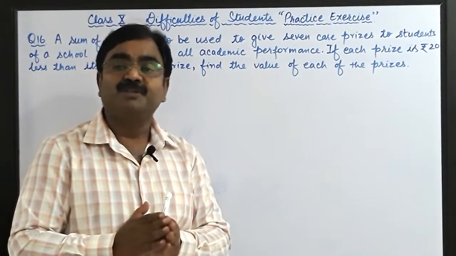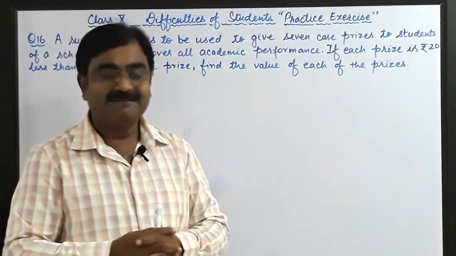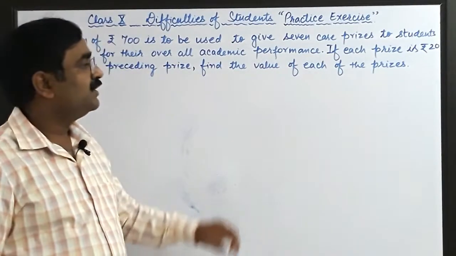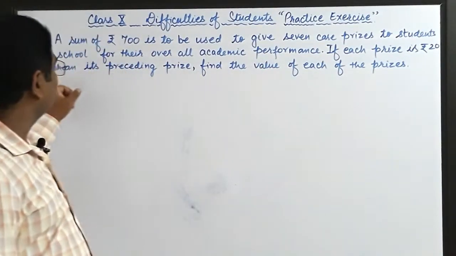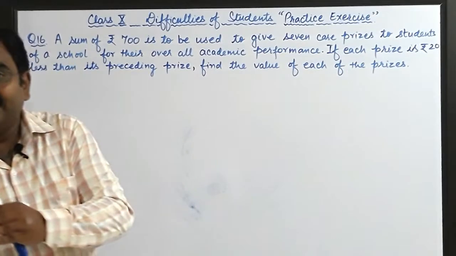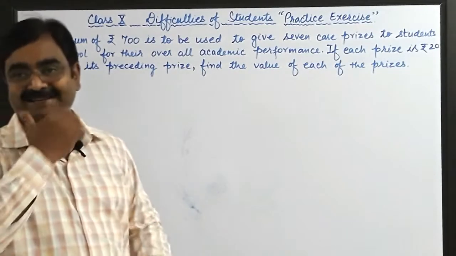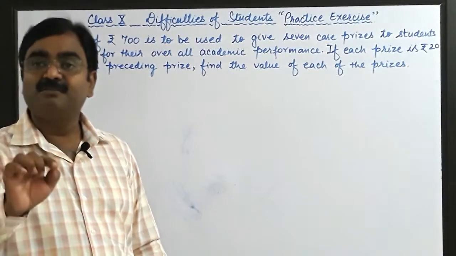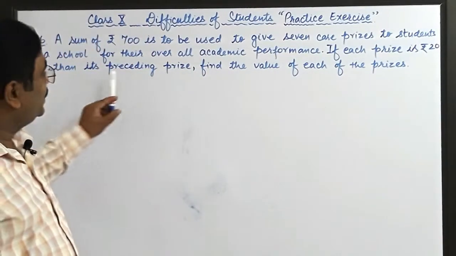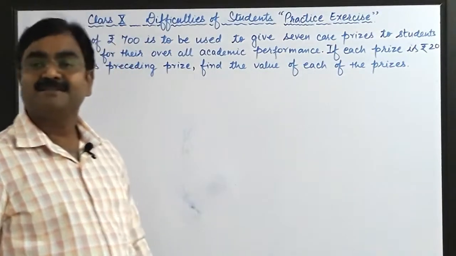मीन्स हम 700 रुपीज़ को 7 स्टूडेंट्स में एज अ प्राइज डिस्ट्रीब्यूट करने जा रहे हैं बेस्ड ऑन दियर ऑल एकेडमिक परफॉर्मेंस. सो ईच प्राइज इज 20 रुपीज़ लेस दैन इट्स प्रीसीडिंग प्राइज. So there are 7 prizes, means number of terms of this arithmetic progression will be 7. Each prize is 20 rupees less than the preceding prize. So we have to find the value of each prize.